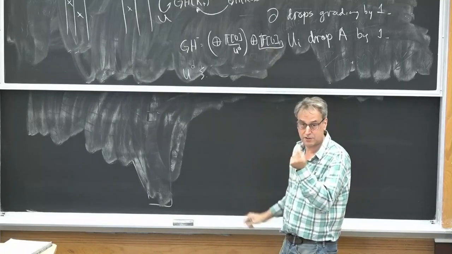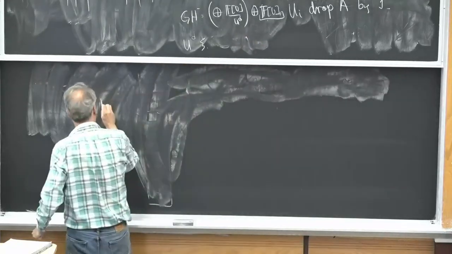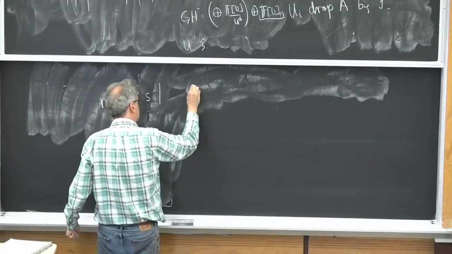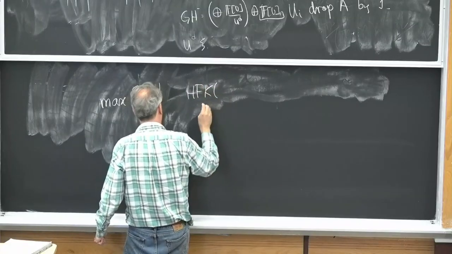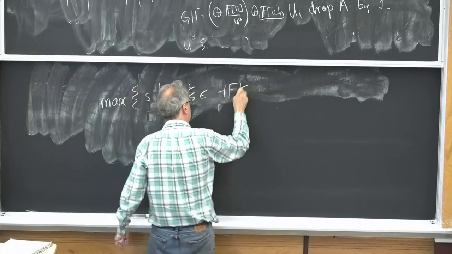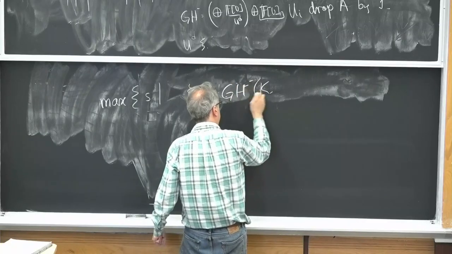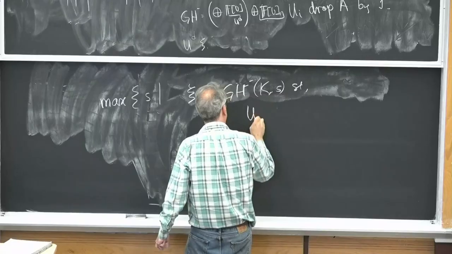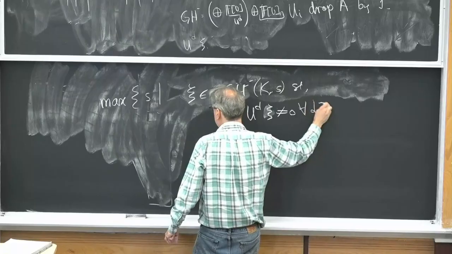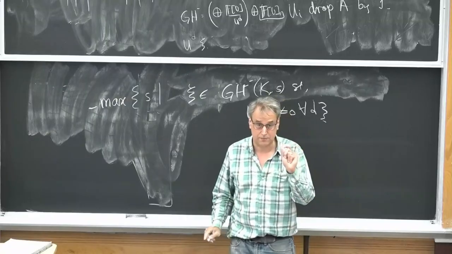I can look at the Alexander grading of that generator. Take the maximum of all s of those elements c in the grid homology of K minus such that U^d times c is never equal to 0 for all d, and I will subtract 1. This is now an integral invariant that I can extract from the U-module structure.